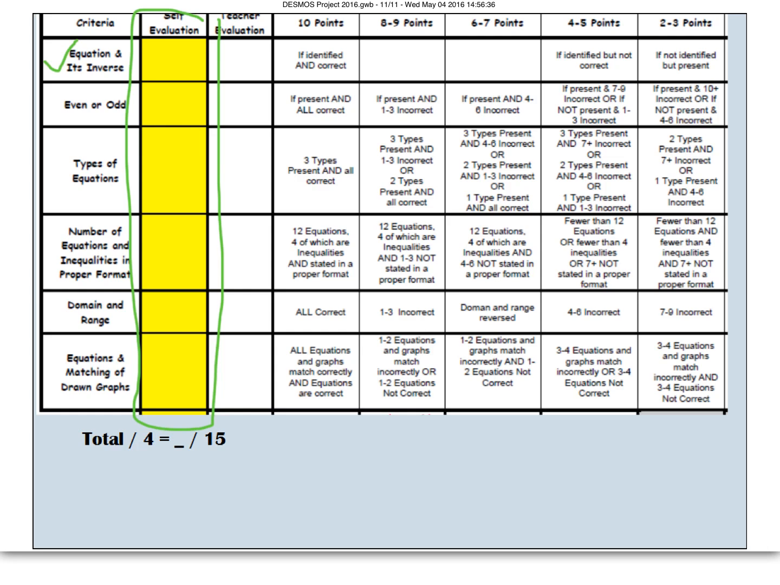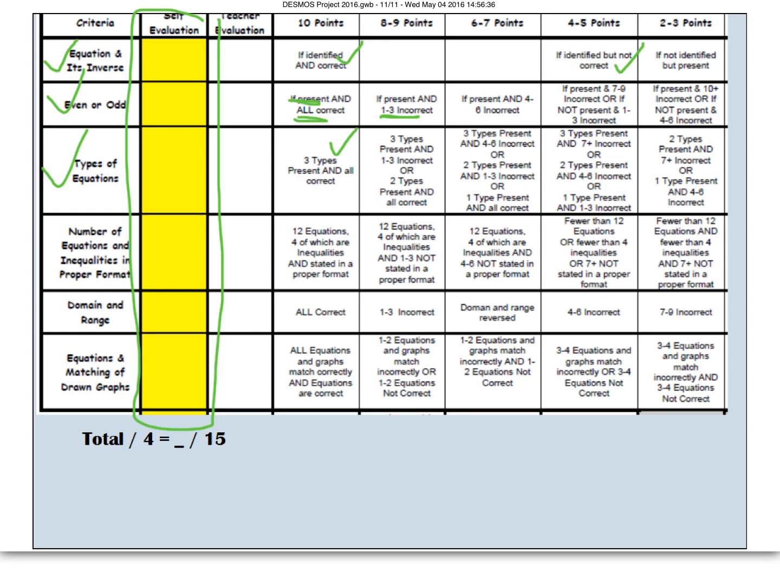The equation and its inverse, if it's there and it's correct, you get 10 points. If you identify it but it's not correct, you will lose 5 points on that. Even and odd, you must have at least one even or one odd function present within your graph. That is one requirement, so it is present. And then they all have to be correct. If any of them are marked incorrectly, you'll start to lose a few points and get down to 8 or 9 points. The equation types, again, you need 3 equation types, and they have to be correct.